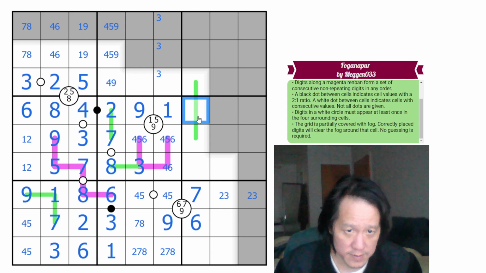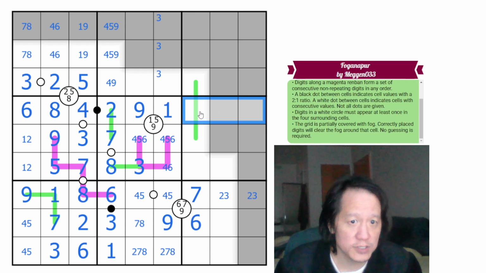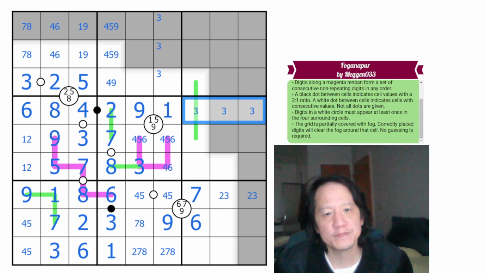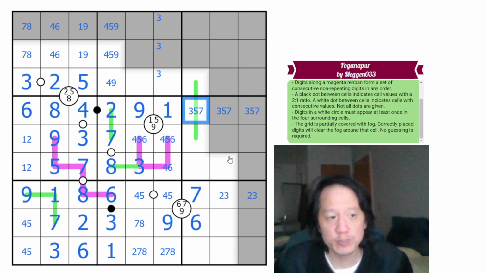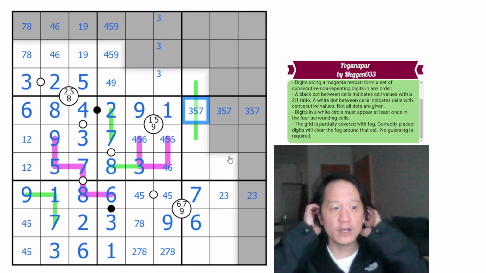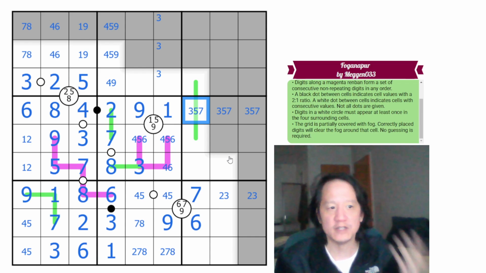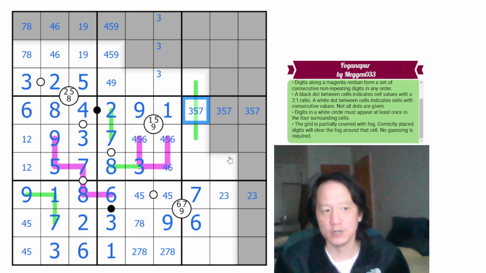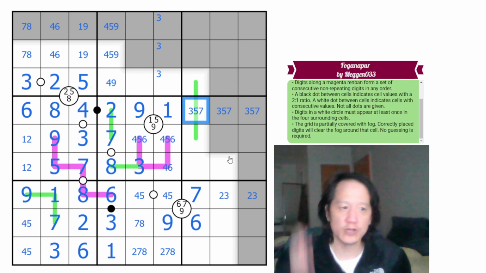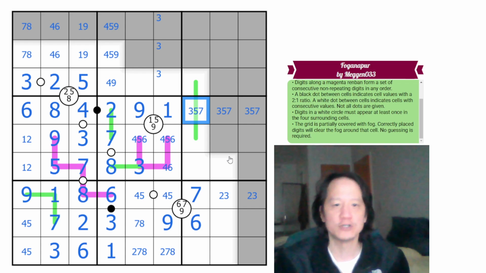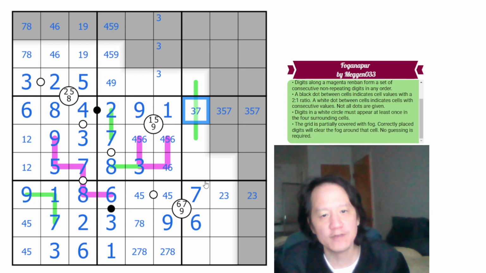These three cells must be 3, 5, or 7. Well, it can't be 5, because 5 can never be on a German whisper line, because 5 is not 5 away from any other digit. 5 is 5 away from 0 or below, and 0 is not a normal Sudoku digit, or 10 and above, which are not digits. So this cannot be 5, it cannot be 7, therefore this must be a 3.